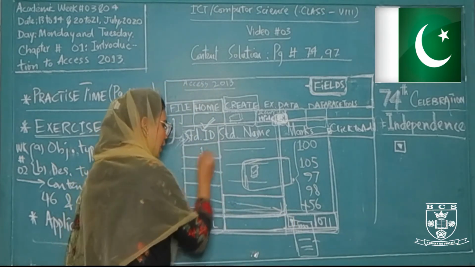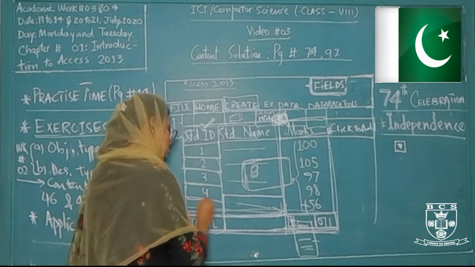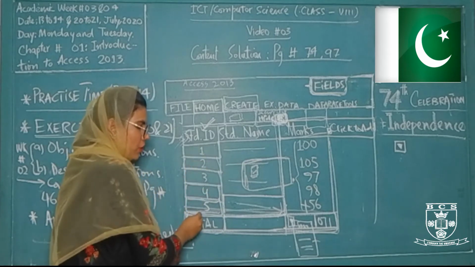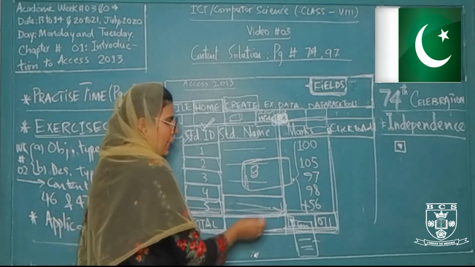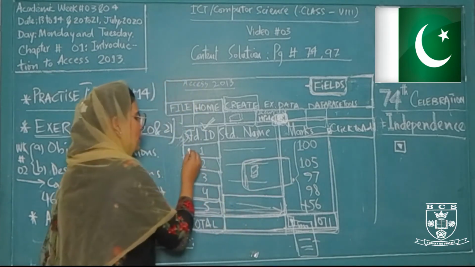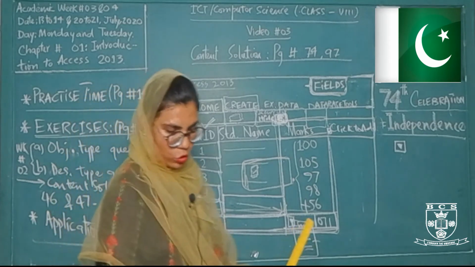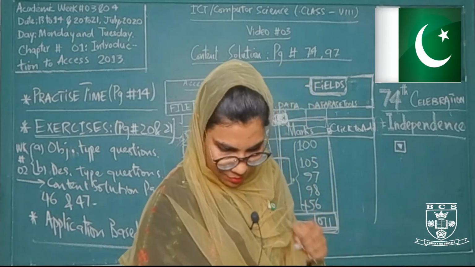ये हर एक category एक box में लिखी हुई है. Each box is known as your cell. So there are 5 different cells. तो जिस सेल में भी आपको एंट्री करनी है, you want to add a record, you will just click in that cell and start typing. So this is all about your lab part.